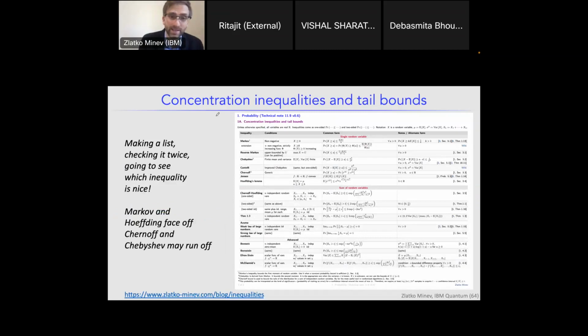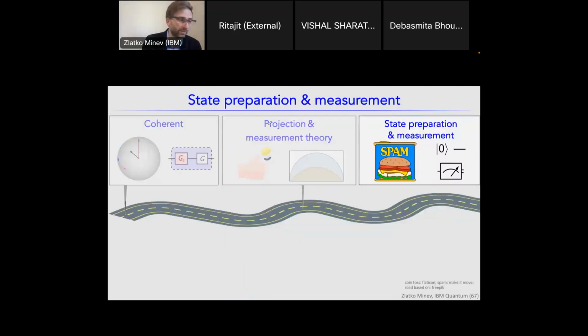And that takes us to the end of projection and measurement theory and into the world of measurement errors on top of projection noise and state preparation. And we'll have to be very brief in the next few sections in the interest of time, since we have about 20 minutes left.